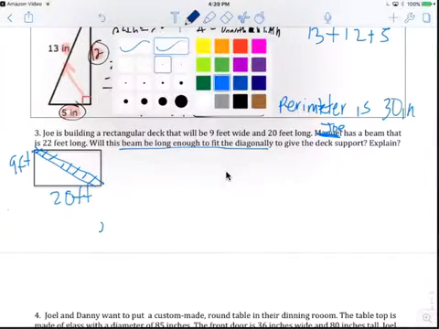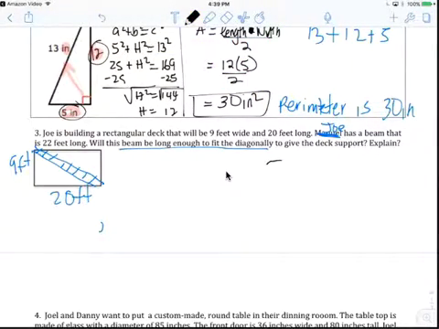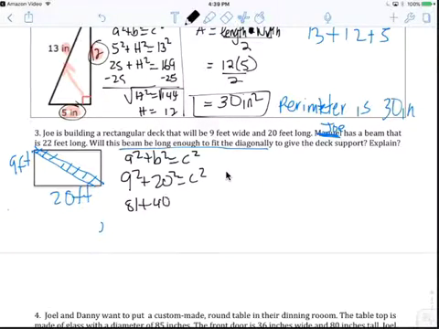So you do A squared plus B squared equals C squared. Nine squared plus 20 squared equals C squared. 81 plus 400 equals C squared. You get 481 equals C squared. Find the square root.